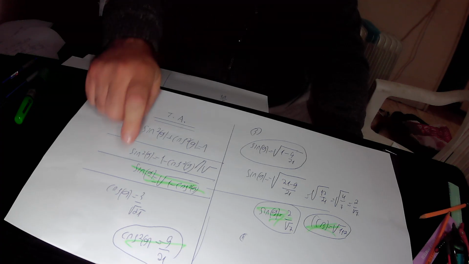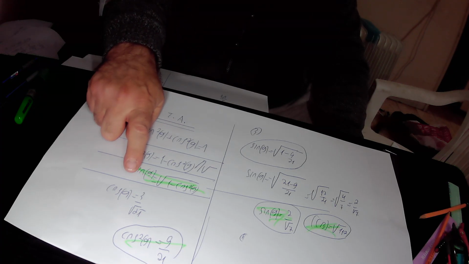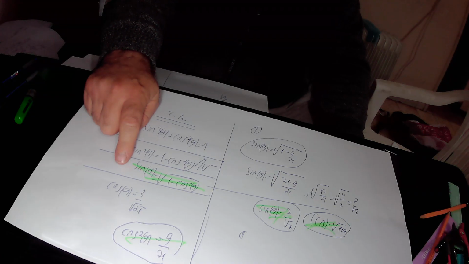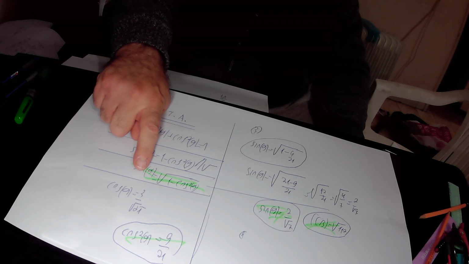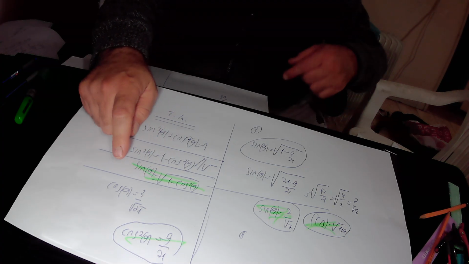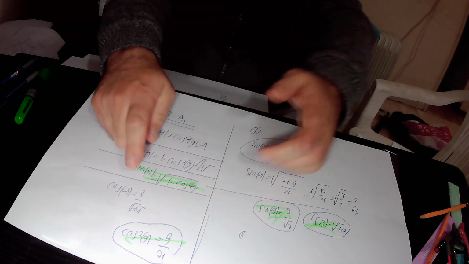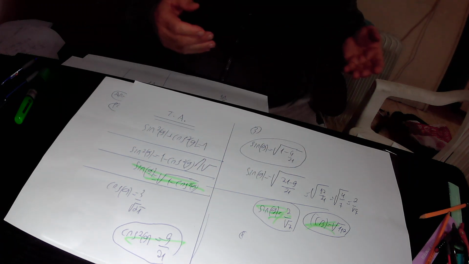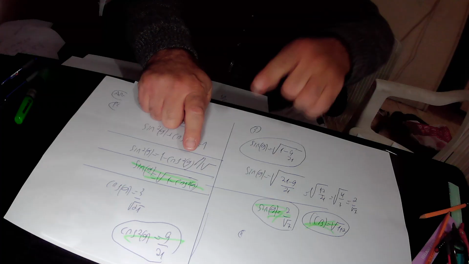We only found out that cosine alpha equals 3 over square root of 21. We squared this equation, so cosine square alpha equals 3 squared, that is 9, over square root of 21 squared, that is 21. So in total, cosine square alpha equals 9 over 21. Now we can substitute cosine square alpha in this equation by 9 over 21.